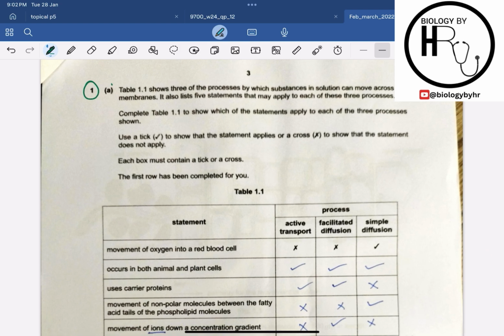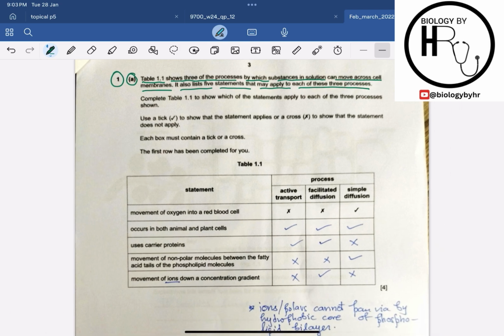Question number 1 part A says that table 1.1 shows 3 of the processes by which substances in solution can move across the cell membranes. It also lists 5 statements that may apply to each of these 3 processes. Basically they have told us about the transport processes: active transport, facilitated diffusion and simple diffusion. In short, the question asks us to use a tick to show that the statement applies or a cross to show that the statement does not apply.